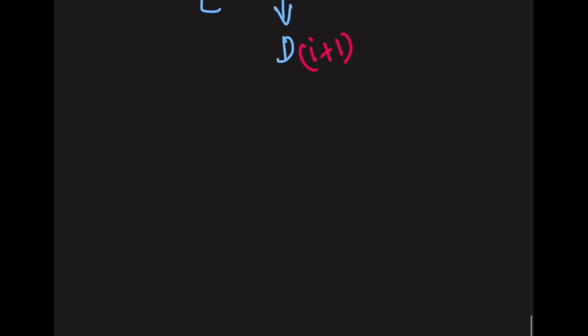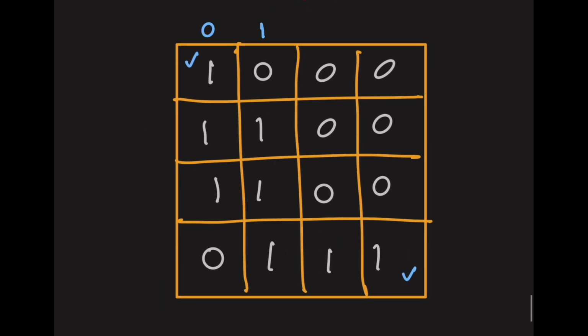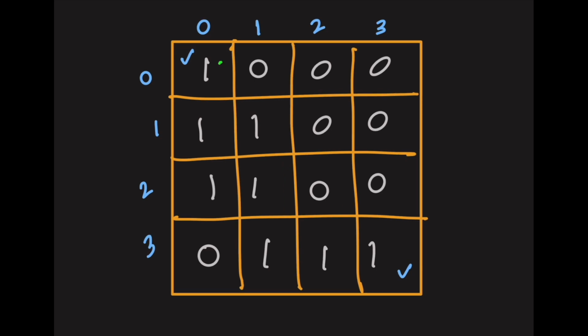Correct? So now let's understand how we are going to traverse. Okay, let me just create one more maze. Let's mark the indexes like 0 1 2 3 and 0 1 2 3. Okay, so now if I'm over here, I have 4 choices. I can either go to left or up or right or down.